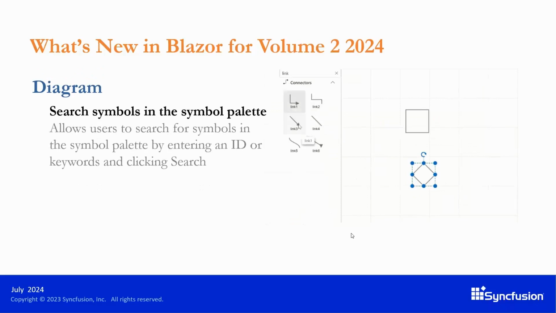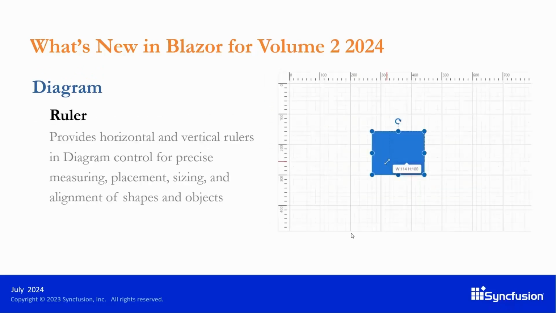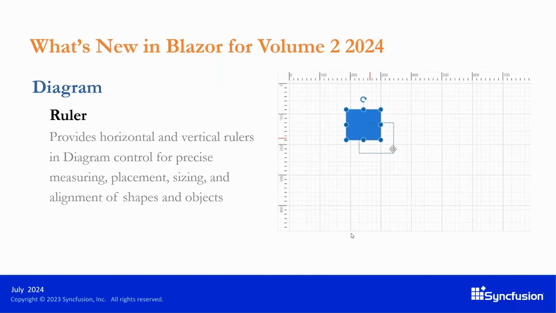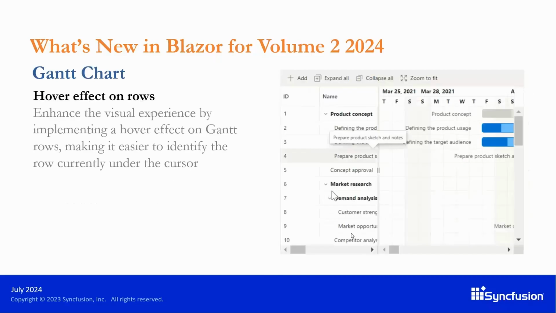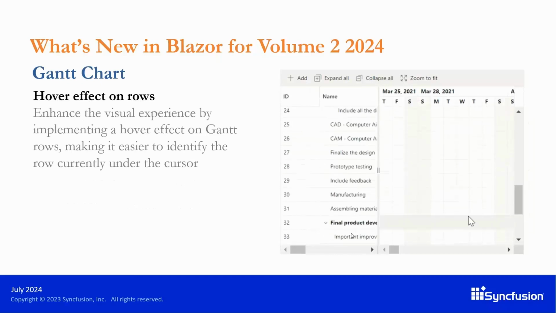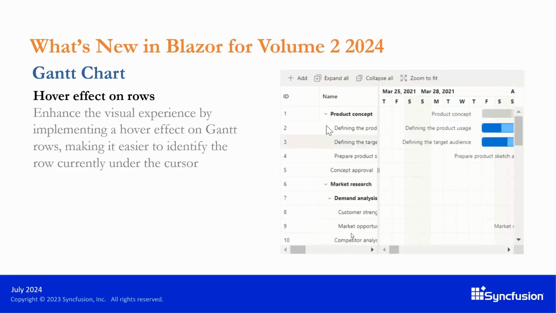In our diagram component, we have improved the symbol palette, allowing easy symbol search, and it also provides horizontal and vertical rulers for precise measuring, placing, sizing, and aligning shapes and objects. Next comes the Gantt chart updates. We have enhanced the visual experience by highlighting rows when hovering over them.